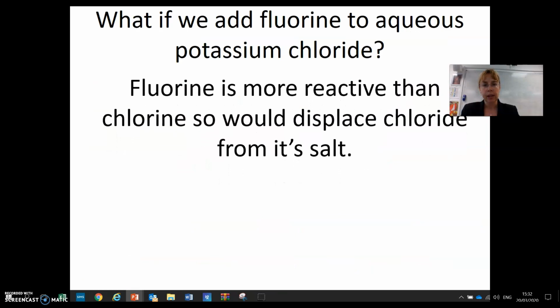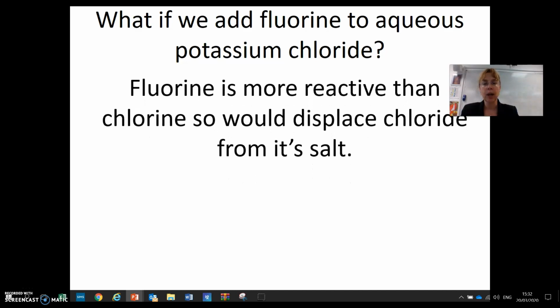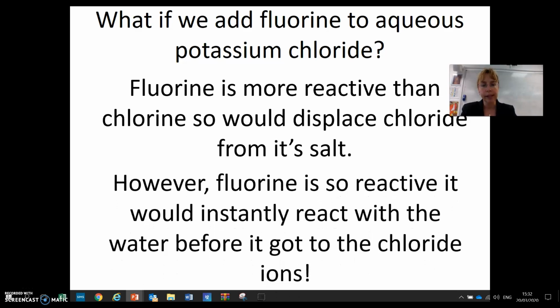Right, so if we add fluorine to potassium chloride, can you guess what is going to happen? Which one's more reactive? Is it the fluorine or the chlorine? You're quite right. Fluorine is more reactive, so it's going to be able to kick away, or the scientific term, displace the chlorine from the potassium chloride. So chlorine is going to be left on its own, and you're going to get potassium fluoride forming.